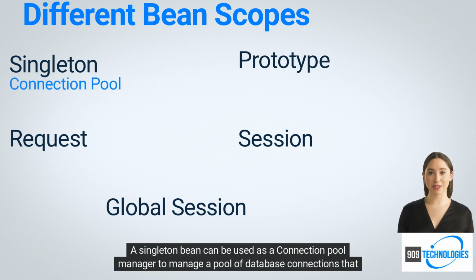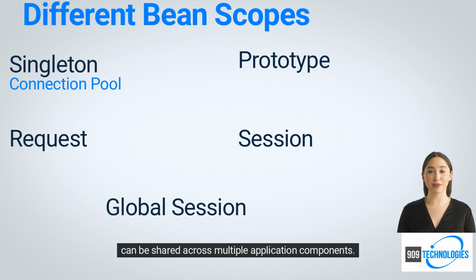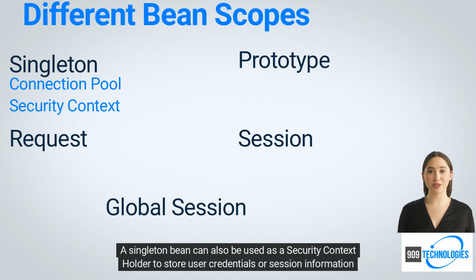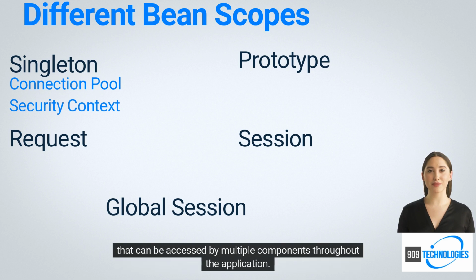A Singleton bean can be used as a connection pool manager to manage a pool of database connections that can be shared across multiple application components. A Singleton bean can also be used as a security context holder to store user credentials or session information that can be accessed by multiple components throughout the application.